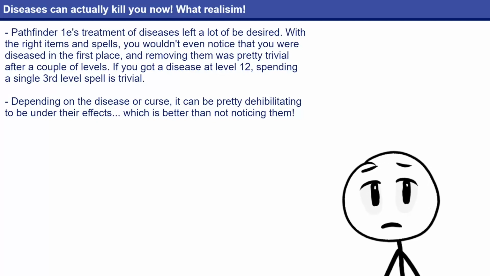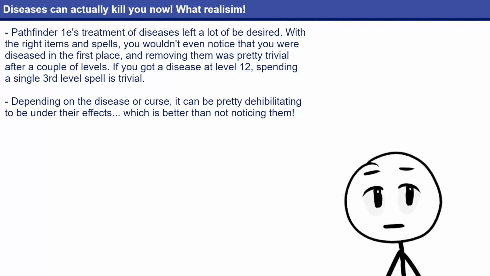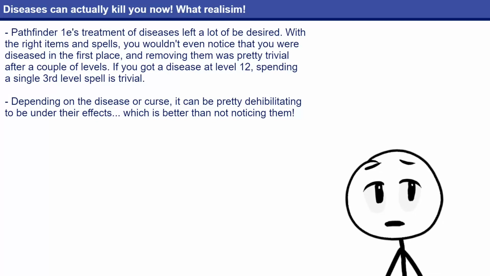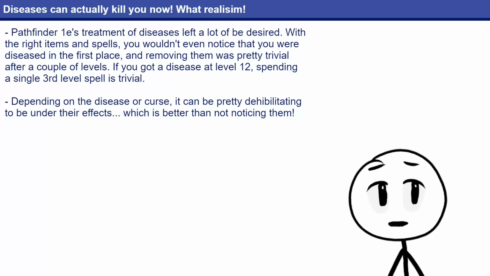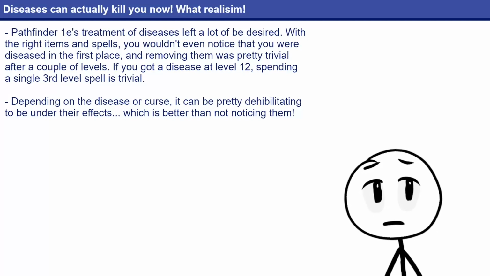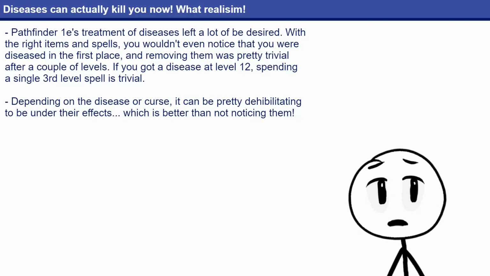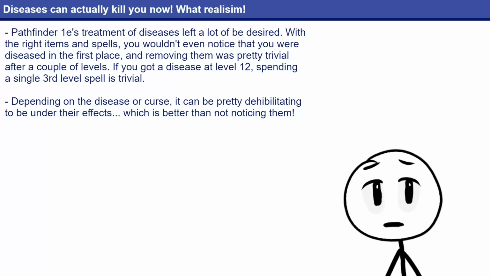In Pathfinder 1e, all diseases did was some ability score damage, which was incredibly easy to heal after a couple of levels. Pathfinder 2e changes things up by making the conditions affected by diseases or curses basically impossible to remove long term without removing the cause itself, which basically means you're going to be feeling the impact of those conditions throughout your entire day, no matter what. That isn't the main part of this, though.